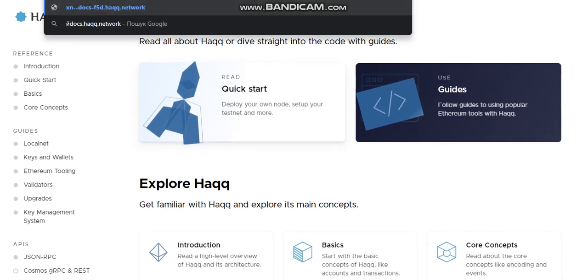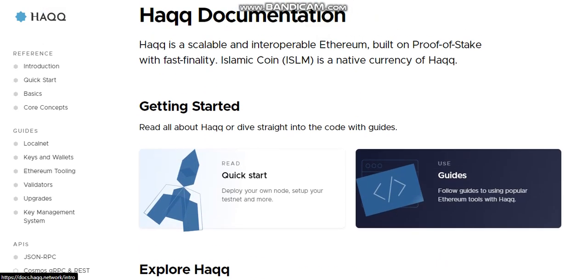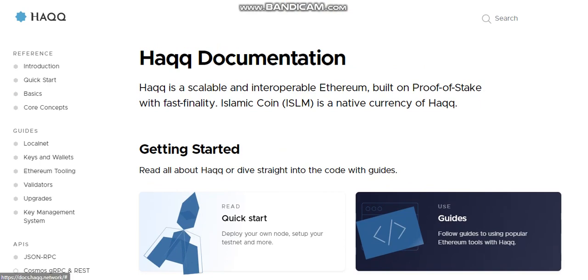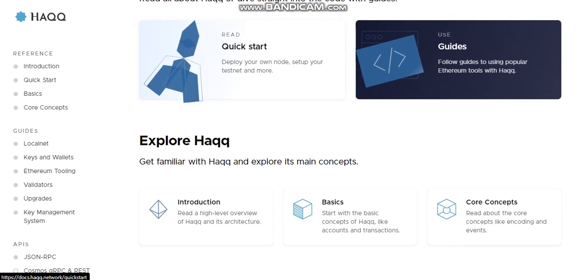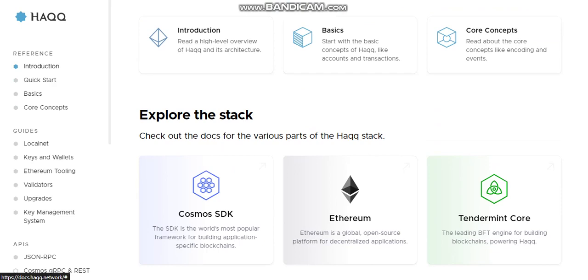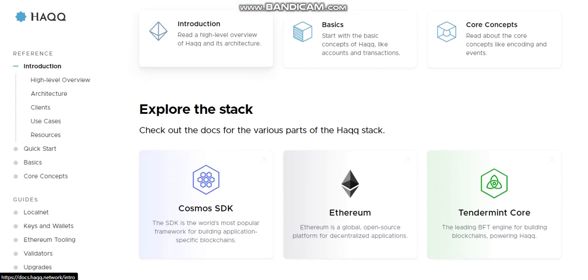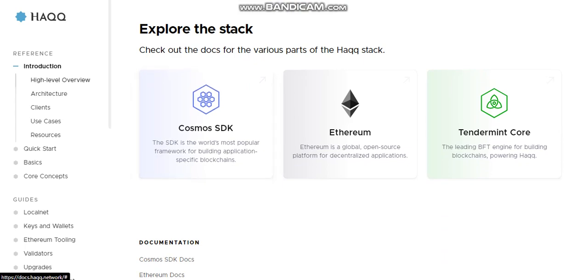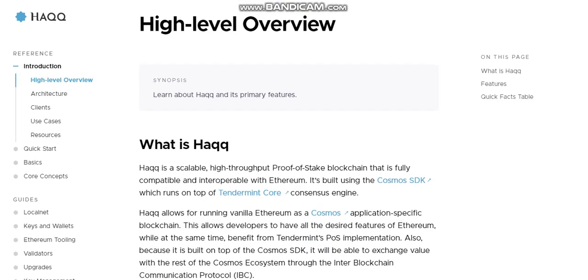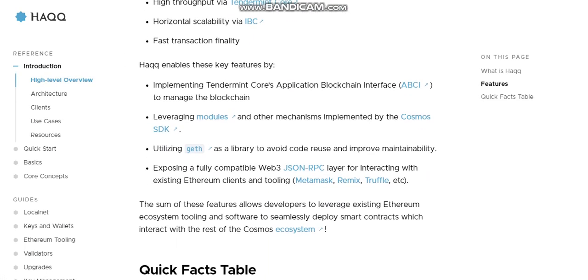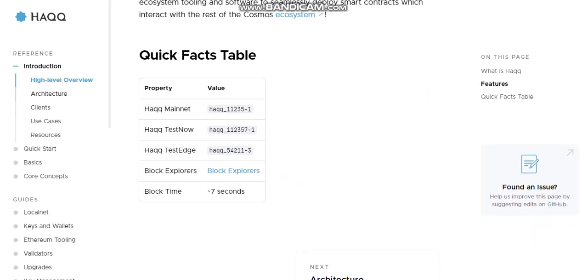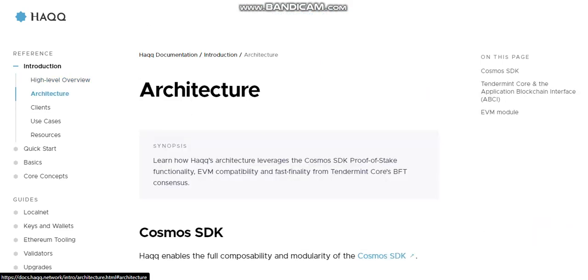Welcome to our video where we'll be talking about Haqq, a high-throughput, proof-of-stake blockchain that's fully interoperable and compatible with Ethereum. Haqq is built using the Cosmos SDK and runs on top of Tendermint Core consensus engine. It is designed to run vanilla Ethereum as a Cosmos application-specific blockchain, which enables developers to have all the desired features of Ethereum while benefiting from Tendermint's POS implementation.